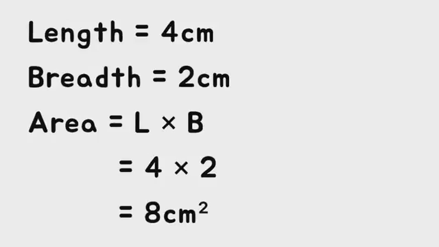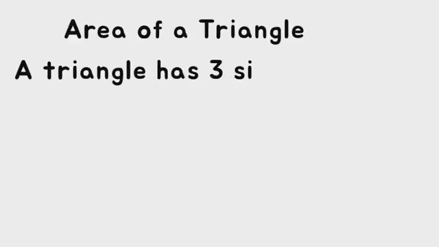4 times 2. Remember we said area is length times breadth. So it will be 4 times 2. 4 times 2 is what? 8. Our answer is 8 centimeters square. Don't forget your square, the small 2 at the top of your centimeter. 8 centimeters square.